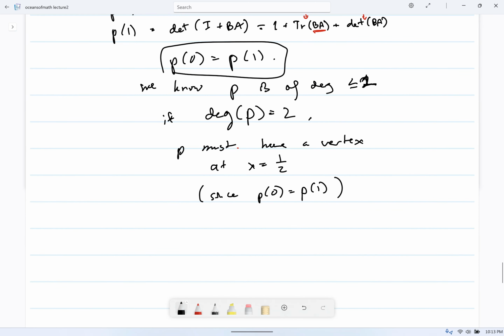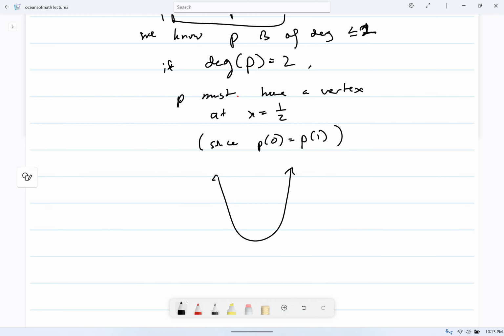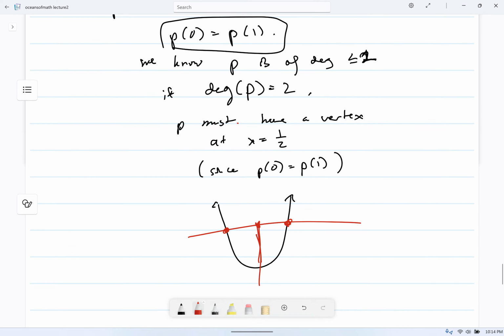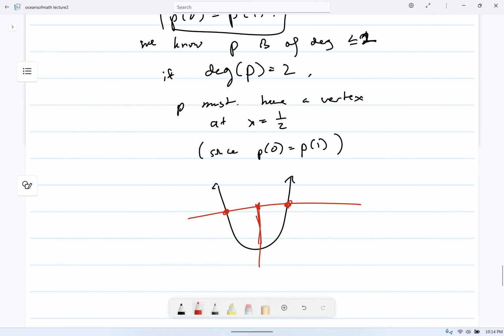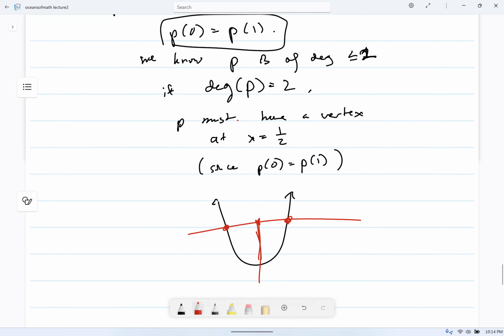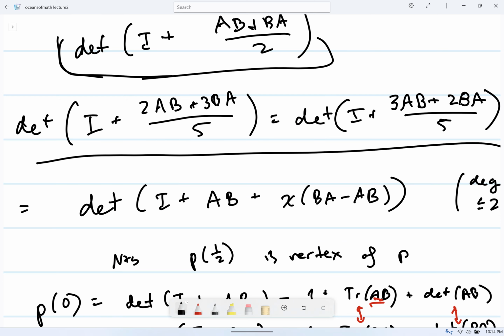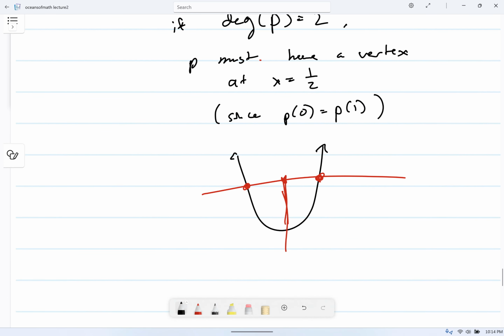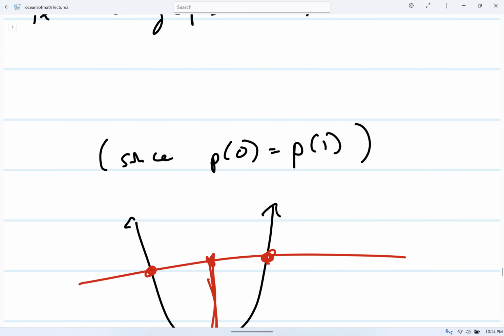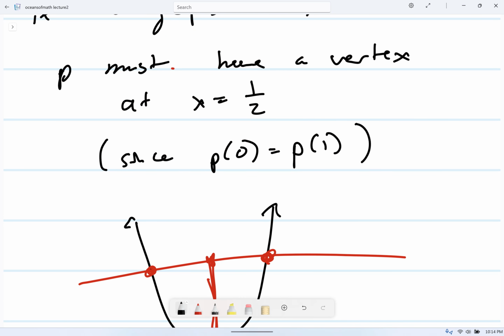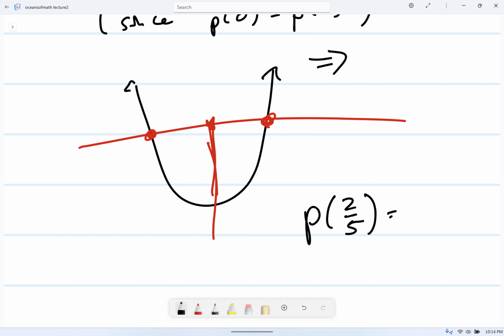And visually you can see this if you just take a quadratic polynomial and recognize that two values are the same, well then the vertex has to occur at their midpoint, namely in this case the midpoint of 0 and 1, which is 1/2. And that also tells us that anything equidistant from 1/2 must have the same value. In particular, since P has a vertex at x equals 1/2, we know that P of 2/5 equals P of 3/5 by symmetry about 1/2.